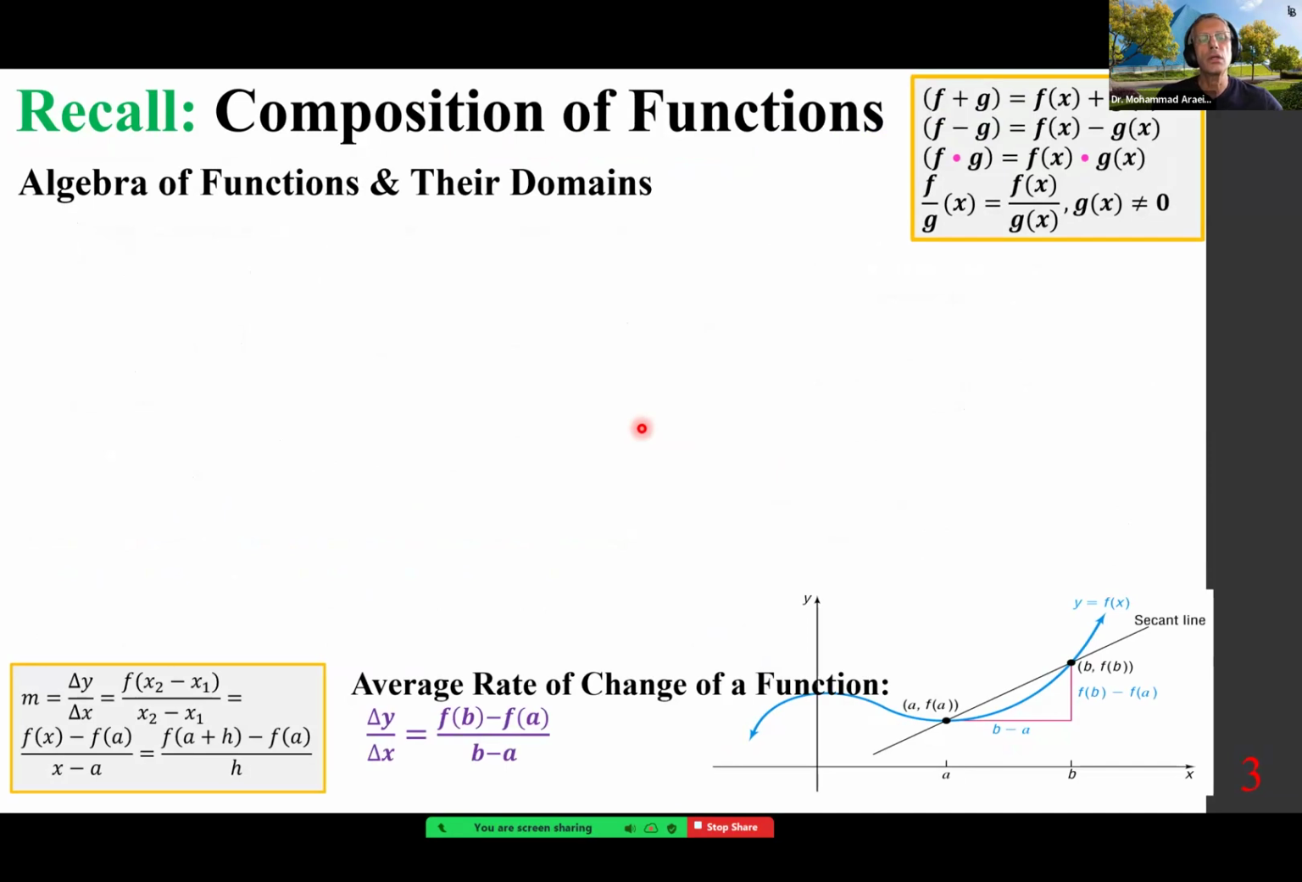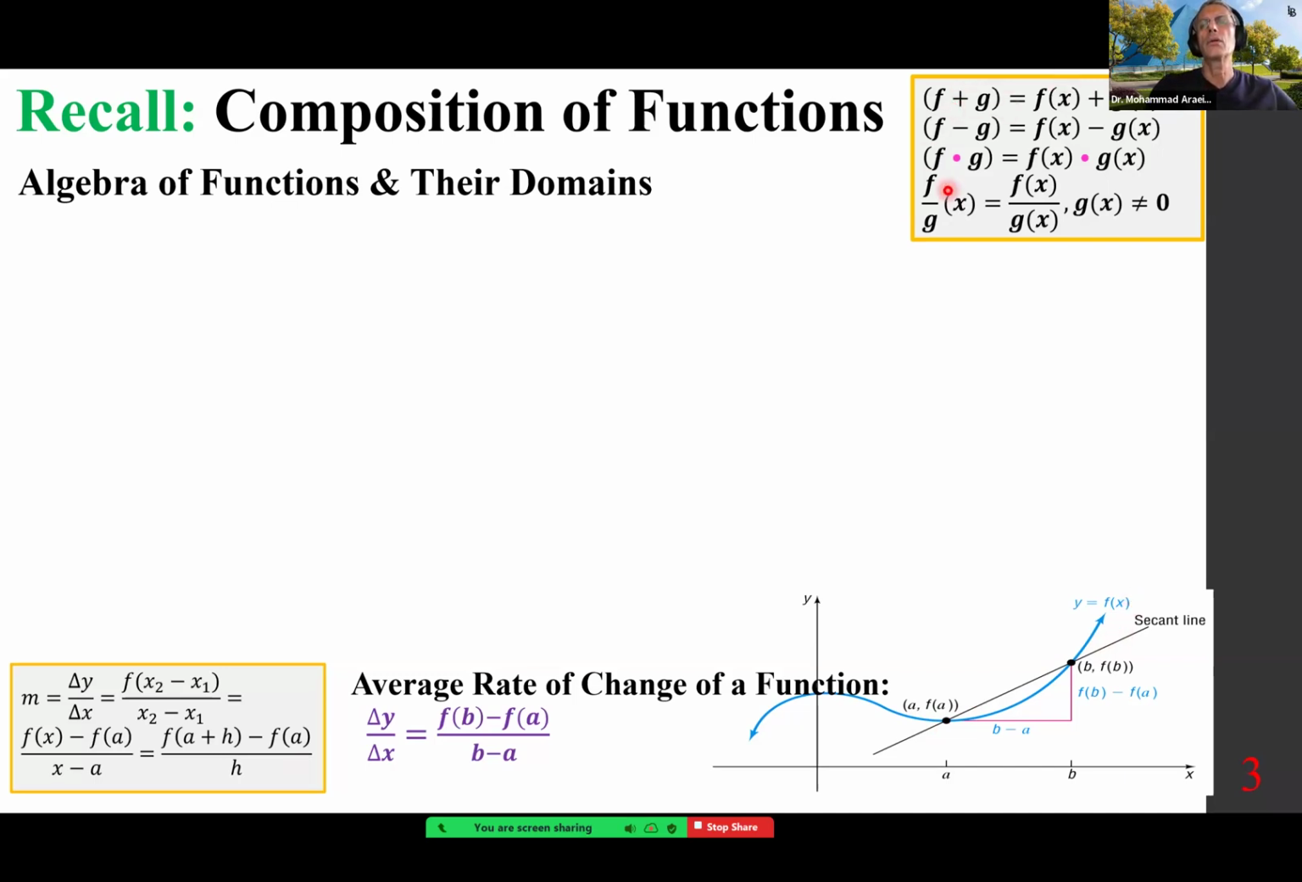So here's the synopsis of what we have seen so far. First, the rise over run represents the average rate of change of y with respect to x, and there are different ways of representing it, such as m equals delta y over delta x, f of x sub 2 minus f of x sub 1 over x sub 2 minus x sub 1, f of x minus f of a over x minus a, and f of a plus h minus f of a over h. It's basically finding the slope of a line given 2 points, which is very straightforward.